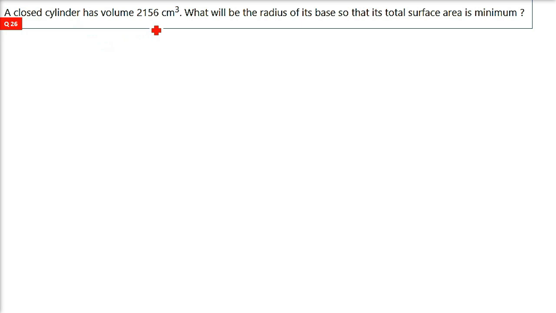A closed cylinder has a volume of 2156 centimeter cube. What will be the radius of its base so that its total surface area is minimum?